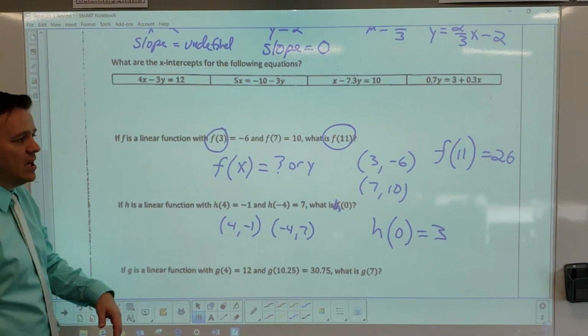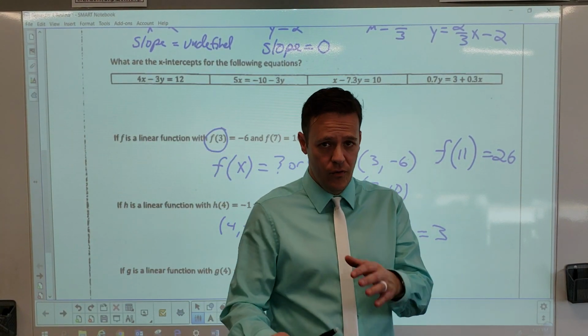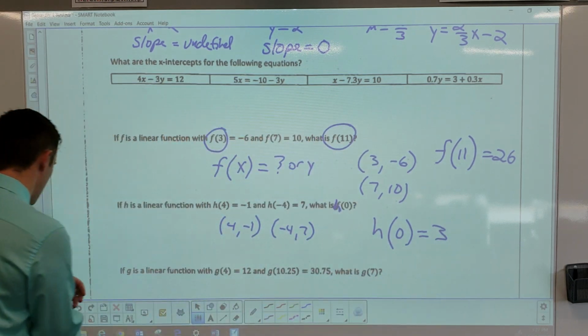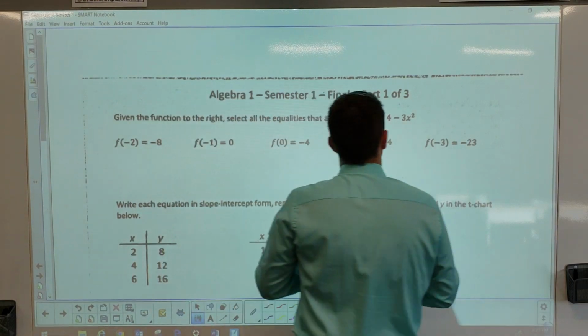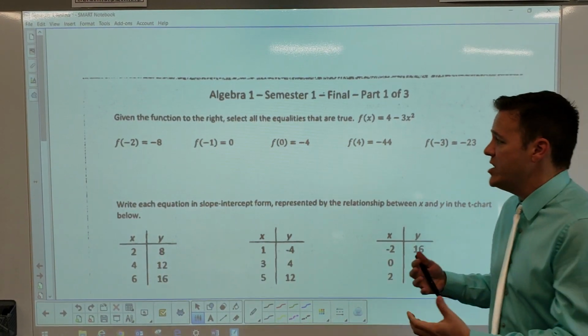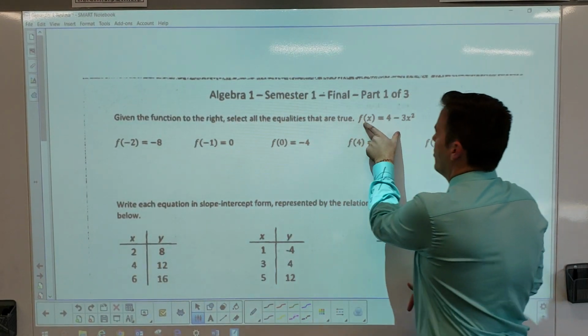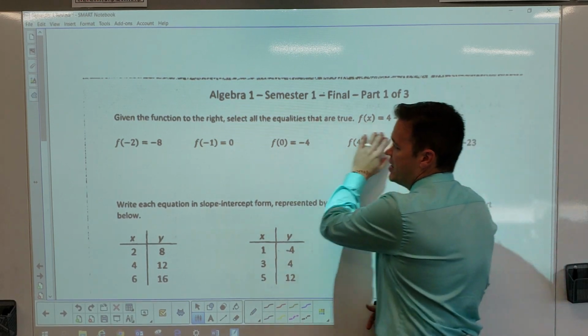Do the last one by yourself. You guys will get your answers, okay? Hopefully you guys understand the process that we've gone along the way. Okay, second page, flip it over, or get to your second page and go. Question: given the function to the right here, select all the equalities here that are true.